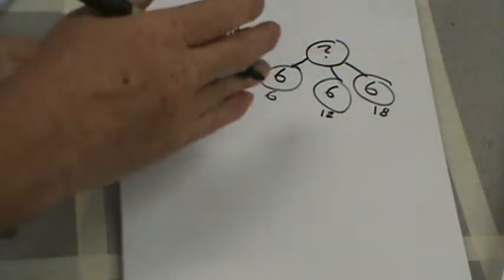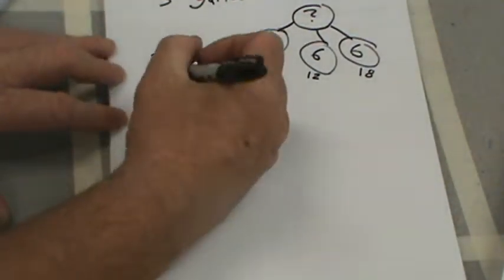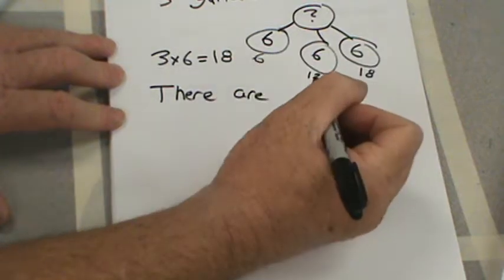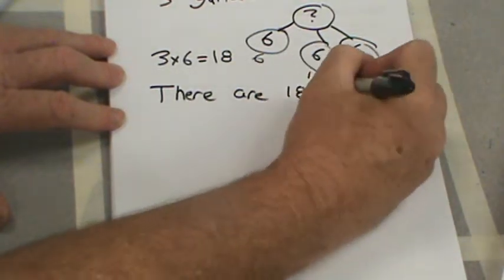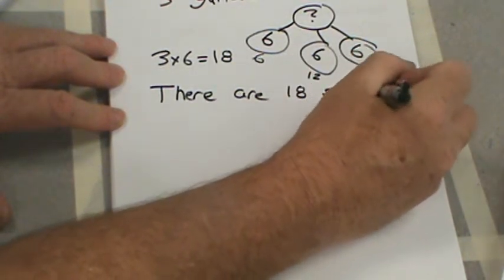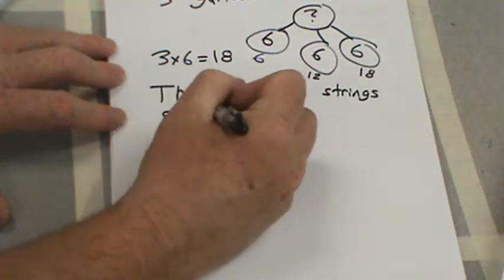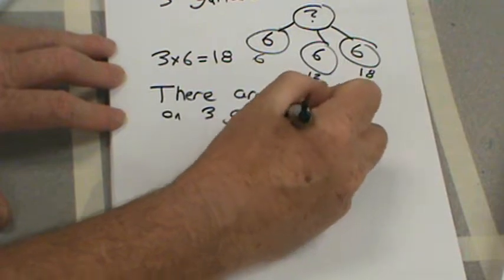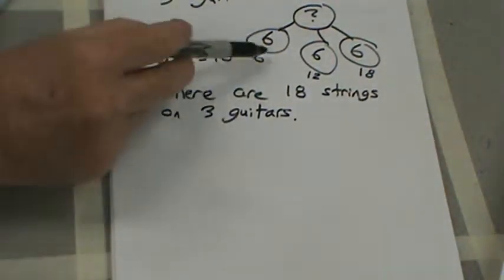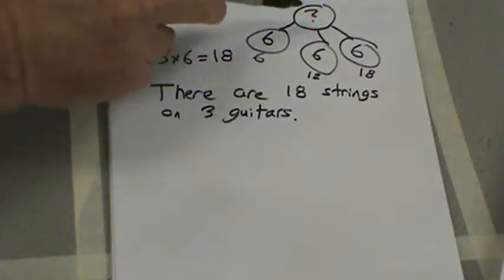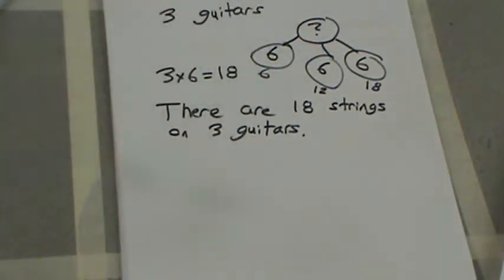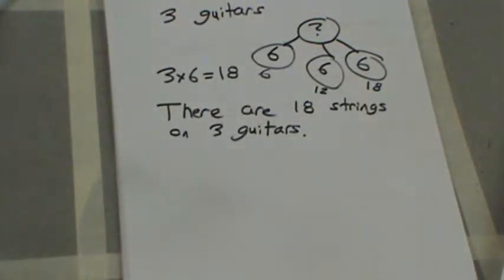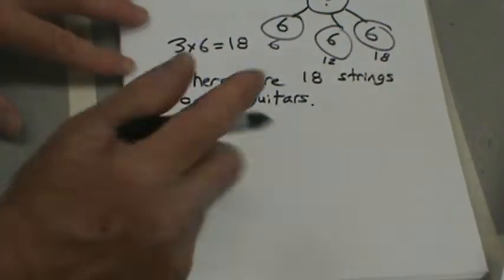We've read, we drew, now it's time to write. The RDW method. There are 18 strings on 3 guitars. Yeehaw! That's 6, 12, 18. There's the 3 guitars. That was our mystery number. We now know it's 18 because we skip counted with 6s. 6, 12, 18.